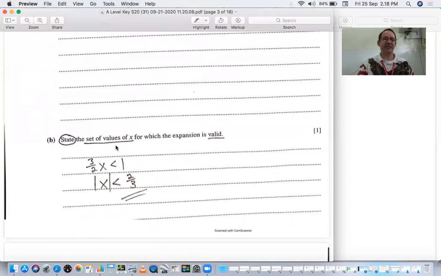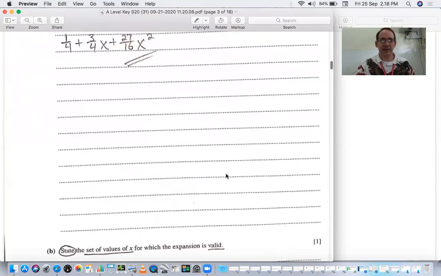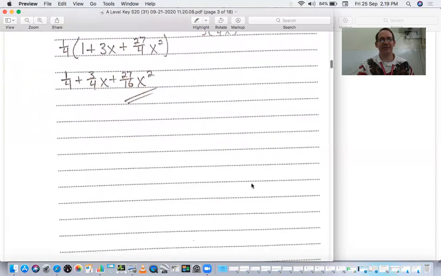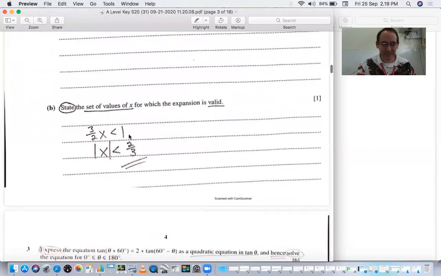Moving down here, state the set of values of x for which the expression is valid. Now what this is referring to is once you get your binomial into the 1 minus something here, or it could be 1 plus or 1 minus, but 1 here and then something here, this second value, this 3/2 x, has to be less than 1. So when you solve this for x, the absolute value of x then has to be less than 2/3.